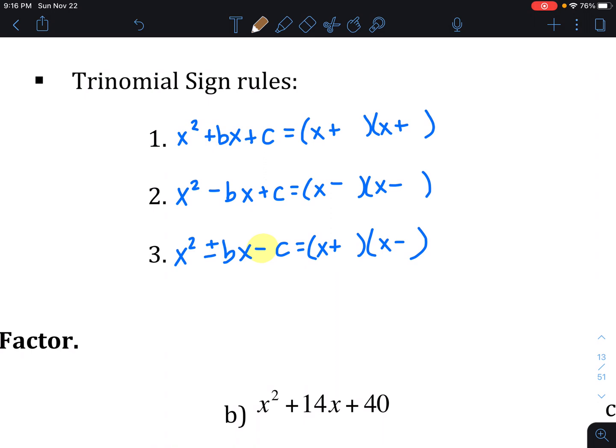And by the way, to figure out what those numbers are, the rule we're going to go with is the 2 numbers that we put, say, here and here, are going to have to multiply to get c and add up to get b.